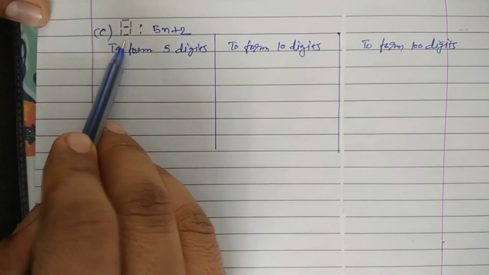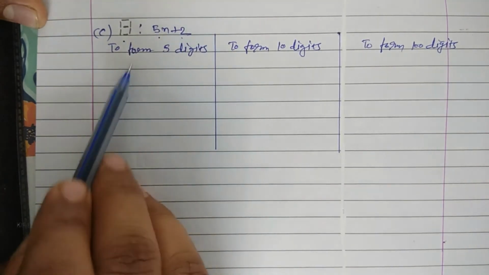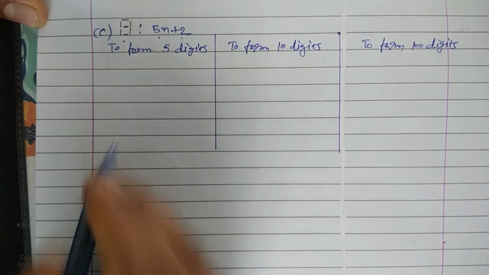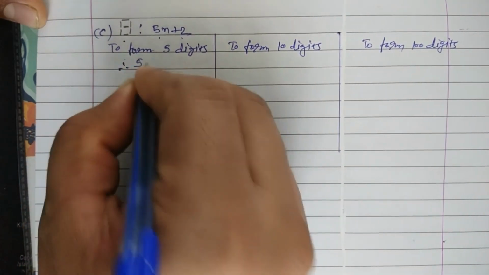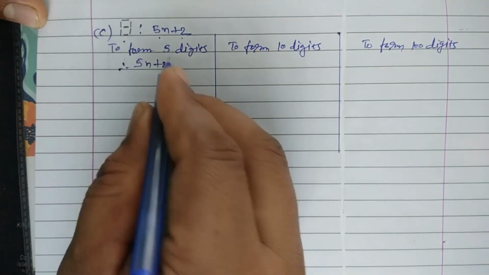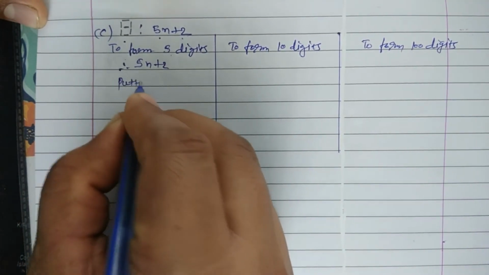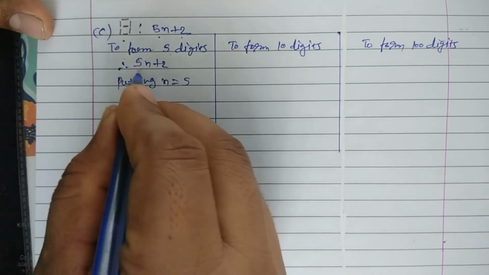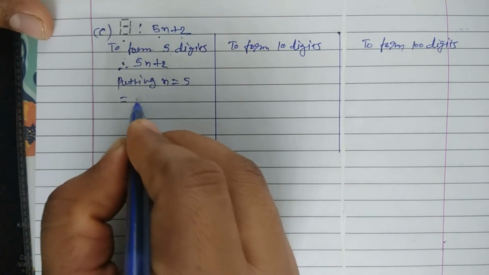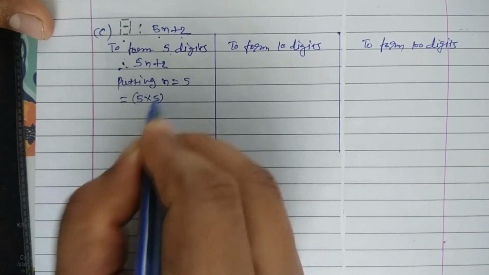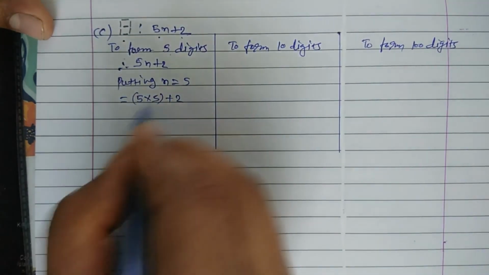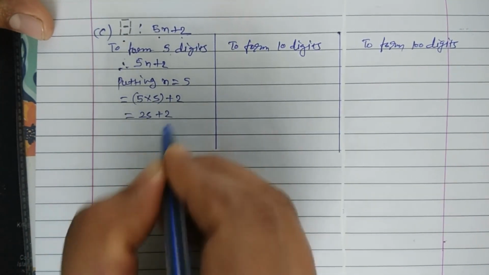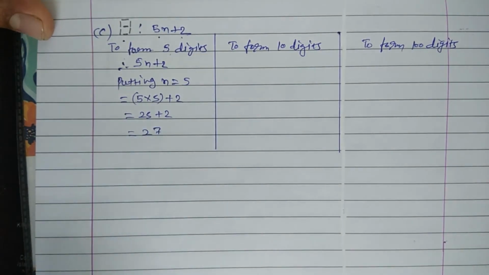Last, for digit 8, the expression is 5n plus 2. To form 5 digits, the expression is 5n plus 2. We have to take n is equal to 5, putting n is equal to 5. So that is equal to, instead of n we have to write 5, so it is 5 multiplied by 5, bracket close, then plus 2. 5 5s are 25 plus 2, that is equal to 27.